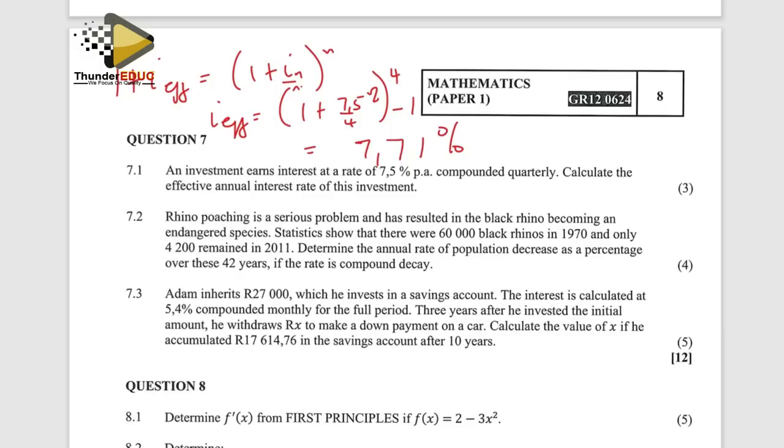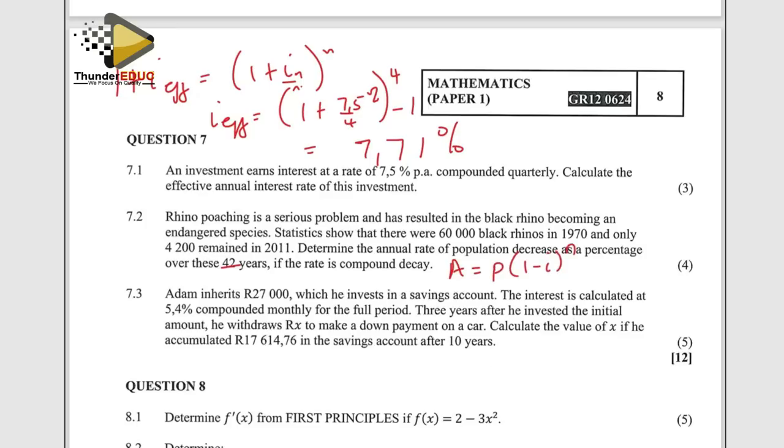All right, then 7.2. Rhino poaching is a serious problem indeed, guys, and has resulted in the black rhino becoming an endangered species. Statistics show that they had 60,000 black rhinos in 1970 and only 4.2 remain in 2011. Determine the annual rate of decrease as a percentage over the 42 years if the rate is a compound decay. So with compound decay, I think they just wanted to do away with the reducing balance, but it's just the same formula.